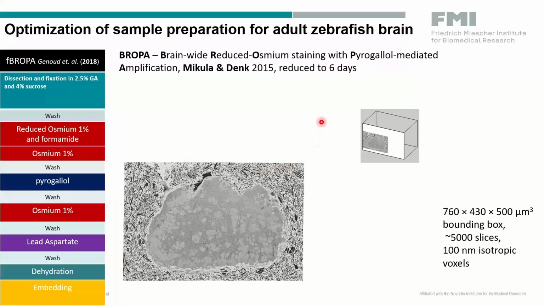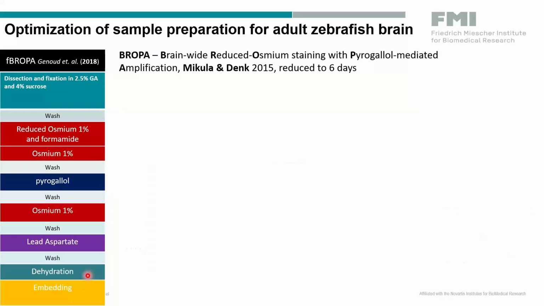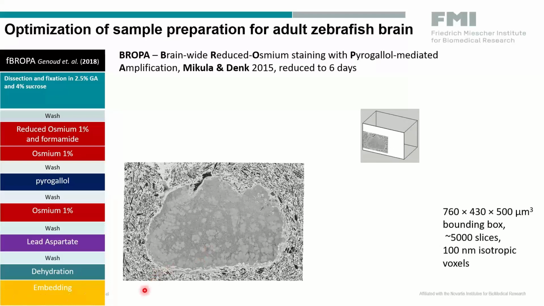This BROPA protocol, called brain-wide reduced osmium staining with pyrogallol-mediated amplification, was reduced for our application to 6 days, and we introduced, in addition, a lead aspartate step. You see that in the BROPA protocol, there is no uranyl acetate, and I think that's very interesting for people who know about radioactivity. And using this FBROPA protocol developed by Genoux et al., we managed to have a tissue.